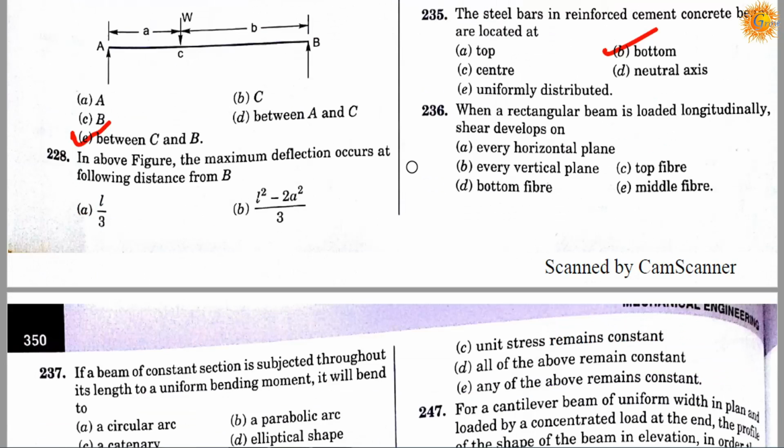Question number 236. When a rectangular beam is loaded longitudinally, shear develops on: option A, every horizontal plane; option B, every vertical plane; option C, top fiber; option D, bottom fiber; option E, middle fiber. Correct answer is A. It will be every horizontal plane.